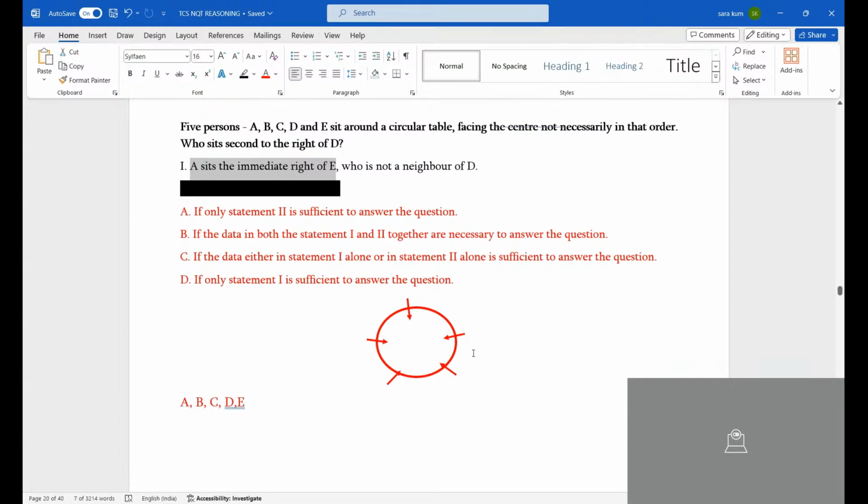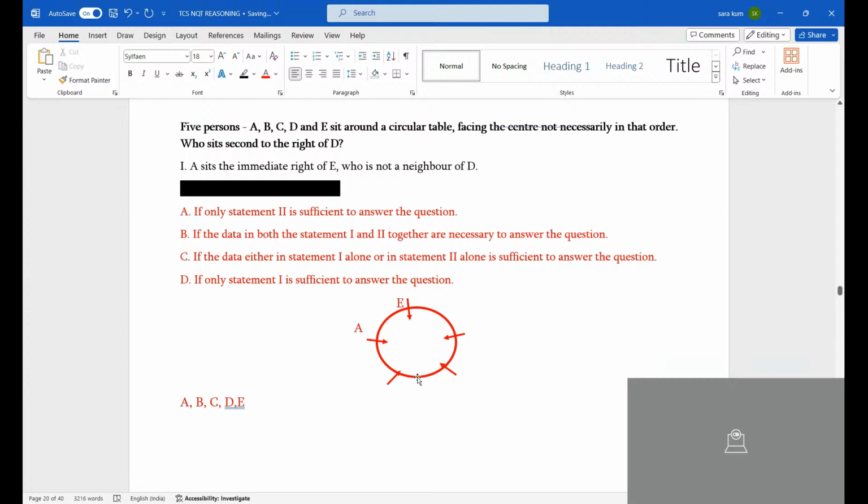Remember, you can start anywhere. If you place A here, A is to the immediate right of E, so E must definitely be here, right? A is to the immediate right of E. You can start anywhere. You can even put A here.